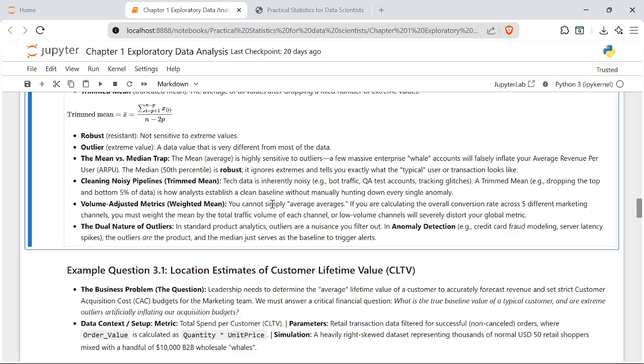Volume-adjusted metrics: weighted mean. You cannot simply average averages. If you are calculating the overall conversion rate across 5 different marketing channels, you must weigh the mean by the total traffic volume of each channel, or low volume channels will severely distort your global metric. You cannot average the averages.